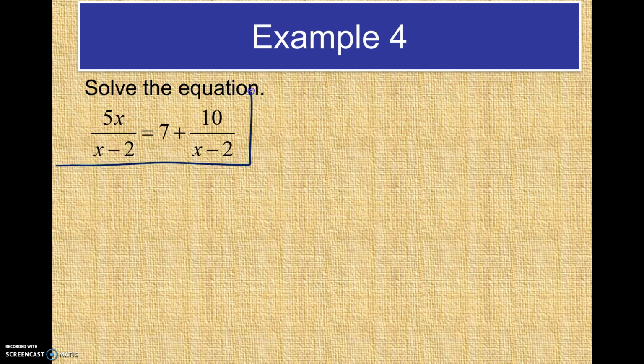First thing I'm going to do is spread this out. We've got 5x over x minus 2 equals 7 plus 10 over x minus 2. What denominator do you see? Just x minus 2, right? So I'm going to multiply everything by x minus 2.